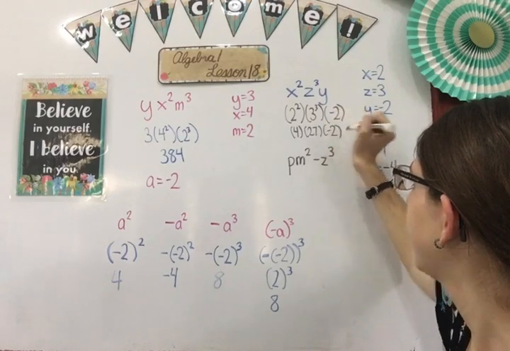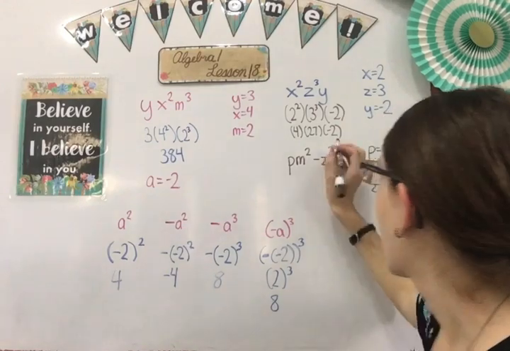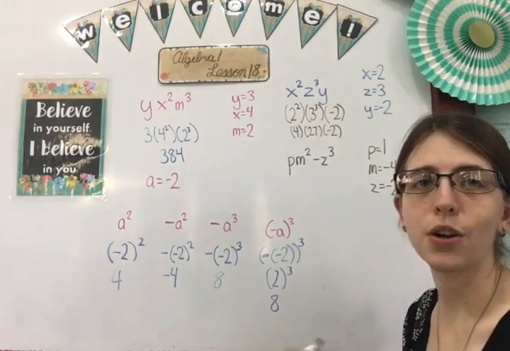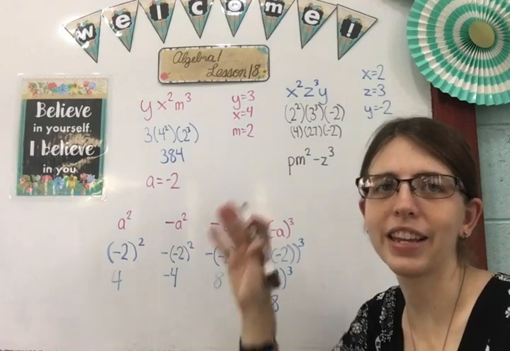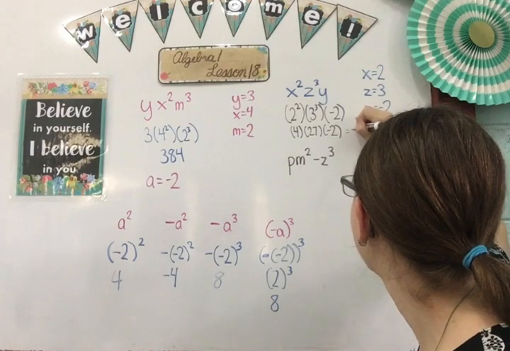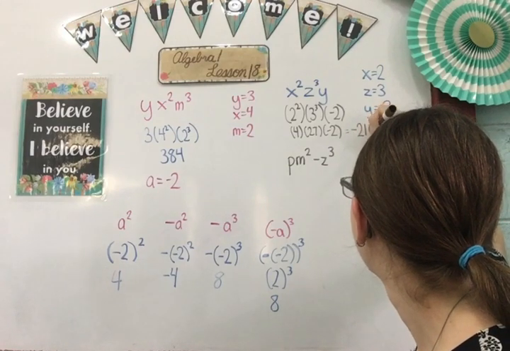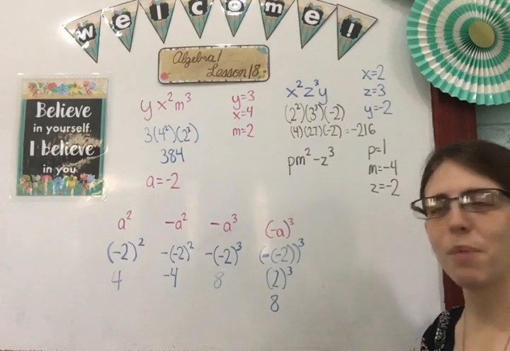Times negative 2. Then I multiply all of these together. Notice you have one negative here, so your answer is going to be negative because 1 is an odd number, so it's going to make everything negative. I get negative 216 as my answer. Okay? One more.